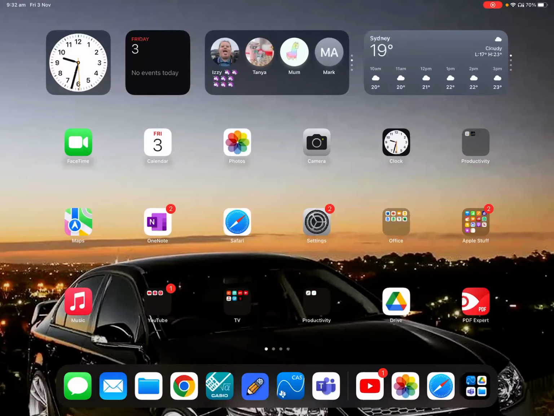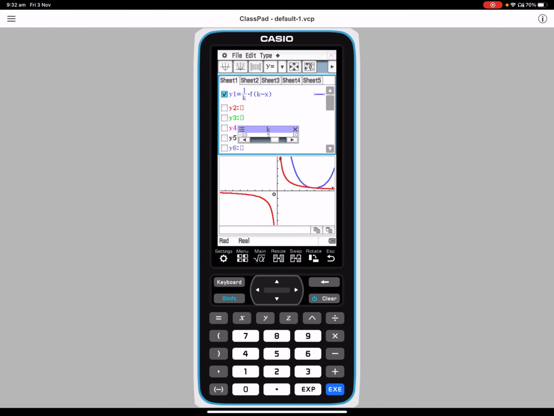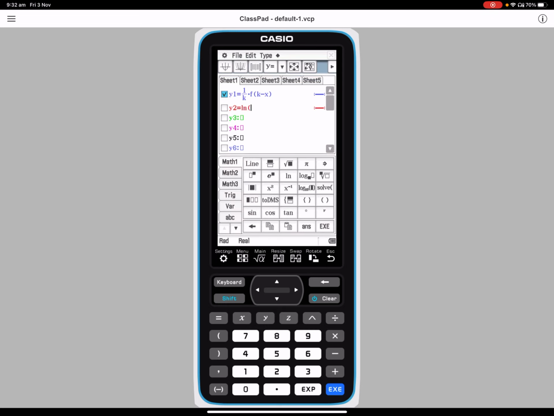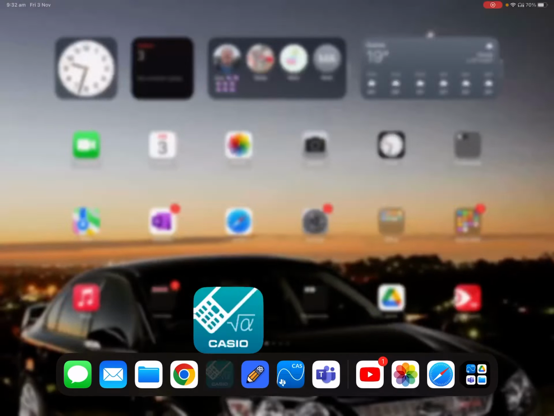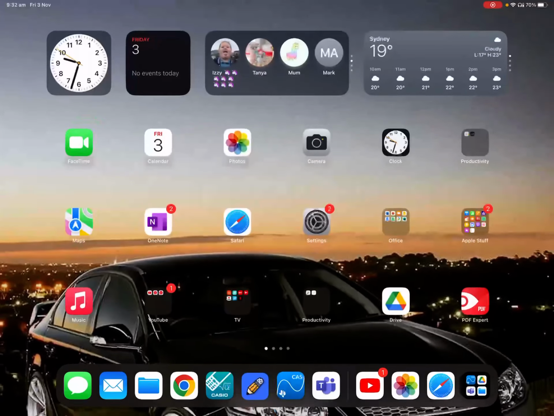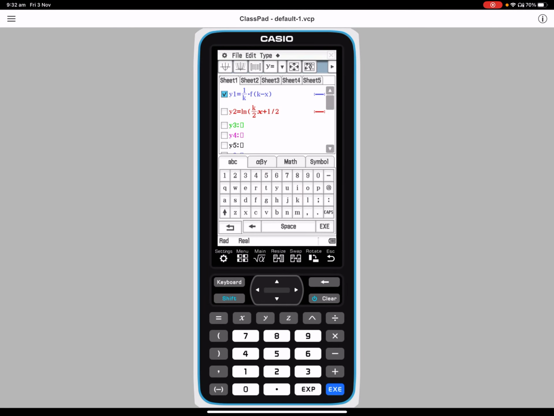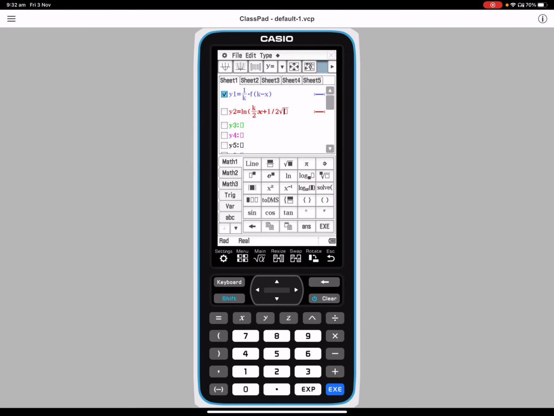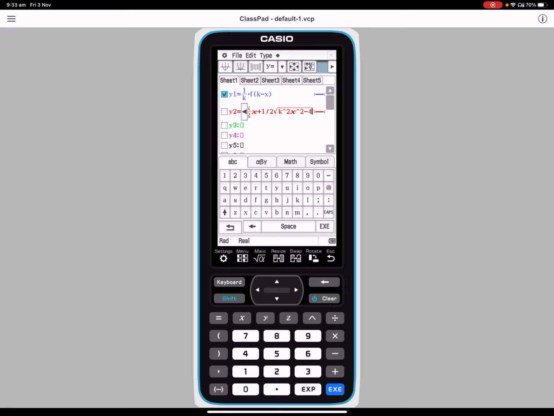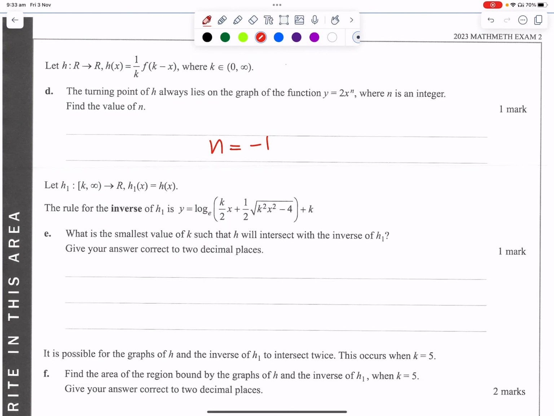Okay, so log e, k on 2x, log e, k on 2x plus a half, square root, k squared x squared minus 4. K squared x squared minus 4. Is that it? Plus k.